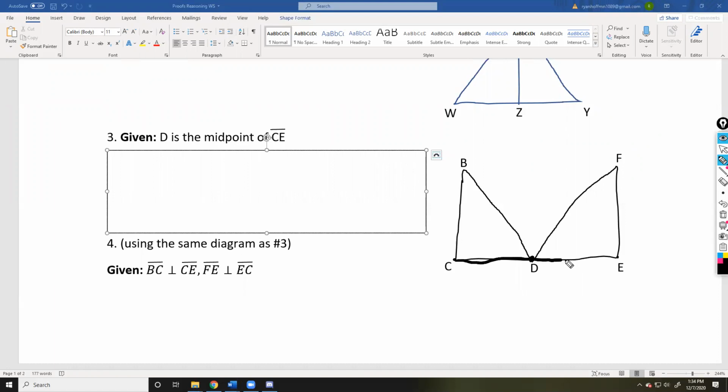So what we want to think about is, what does D being the midpoint of C to E tell us about this segment? That's what we want to explain. And our goal is to get to, therefore, these sides are congruent, or therefore, these angles are congruent.